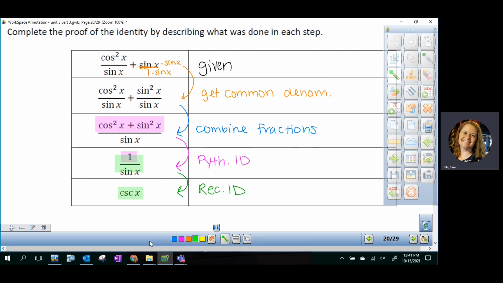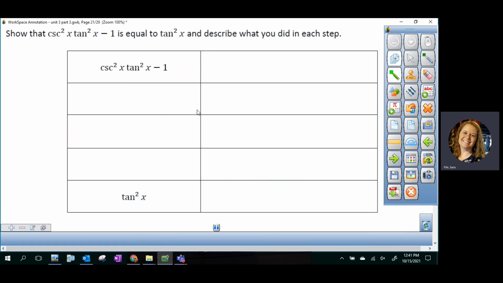So far, so good? All right, so the next one gets a little tougher because they don't do all the work for us. They give us what we're starting with and what we're supposed to prove that it's equal to, but we have to do the work in between and give the reasons, okay? So I'm going to start with that top line. That's my given information, so I'm just going to say given.